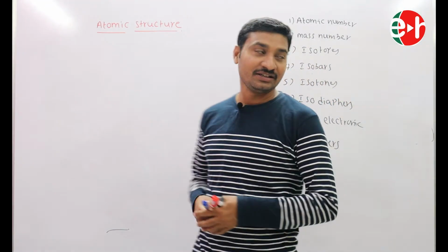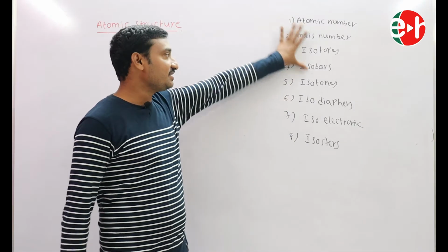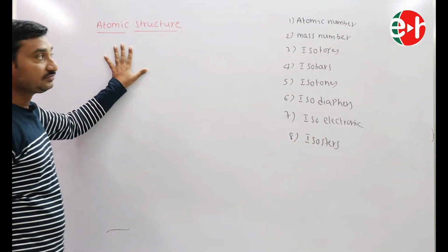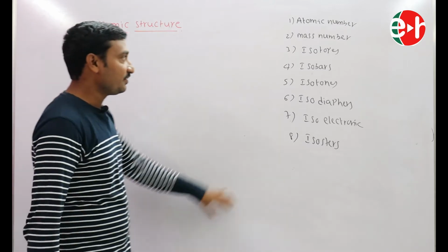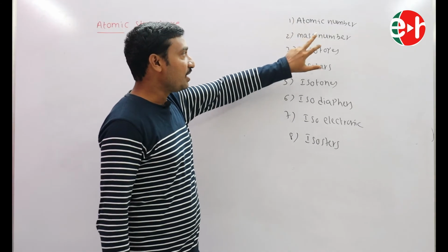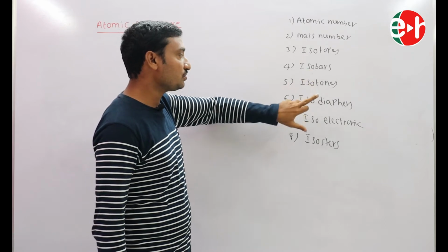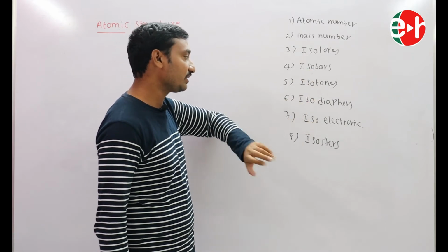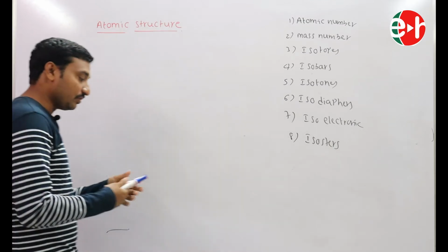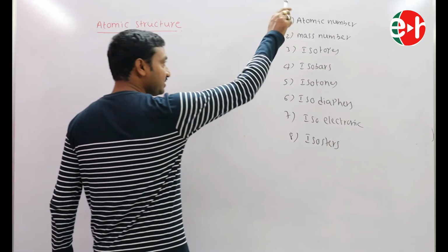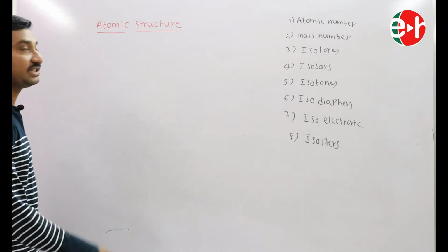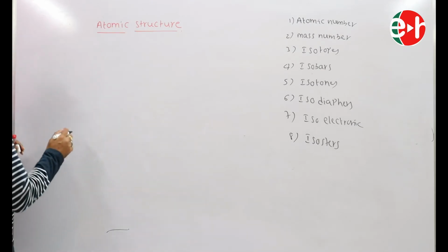Today our lecture covers some important definitions in the atomic structure chapter. See this: atomic number, mass number, isotopes, isobars, isotones, isodiaphers, isoelectronic and isosters. Okay, let us discuss all these definitions.